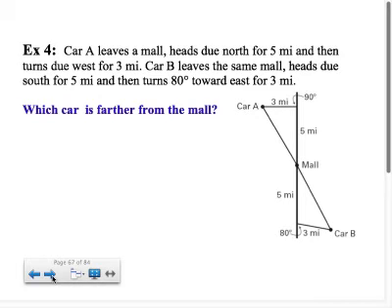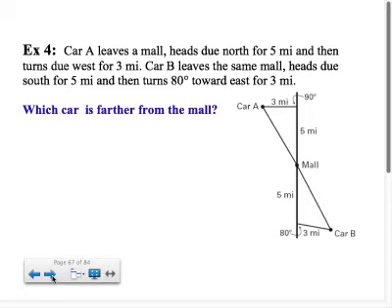Okay, example 4 says car A leaves a mall, heads due north for 5 miles, then turns due west for 3 miles. Car B leaves the same mall, heads due south for 5 miles, then turns 80 degrees toward east for 3 miles. Which car is farther from the mall? Okay, so here's what we're looking at.